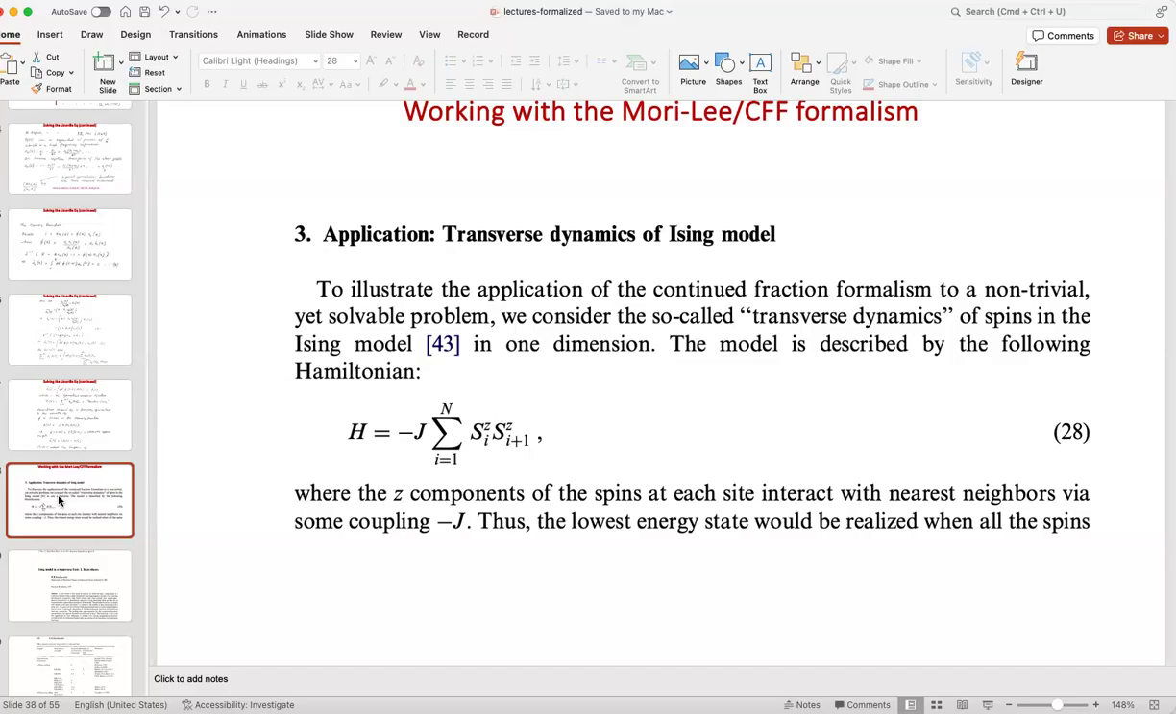Now, the point here is because it is ZZ, and because Ising model has only Z spins, you can trivially see that the Z spin of a site will commute with the Hamiltonian.